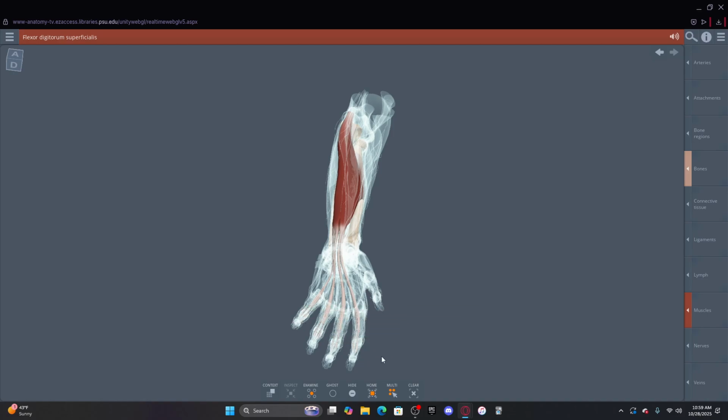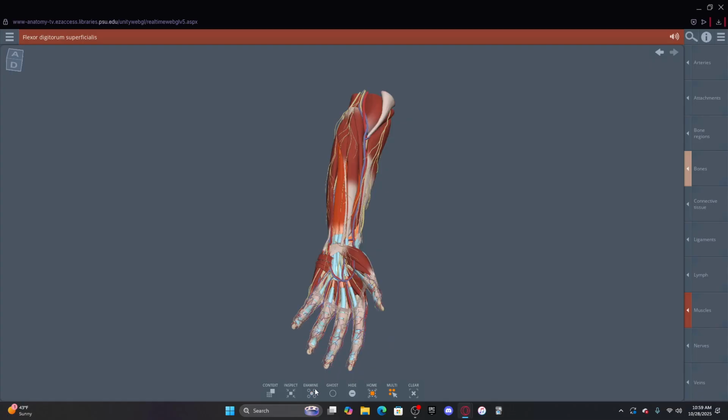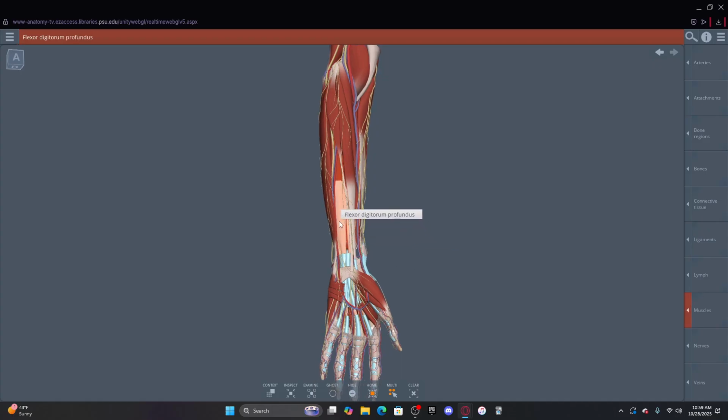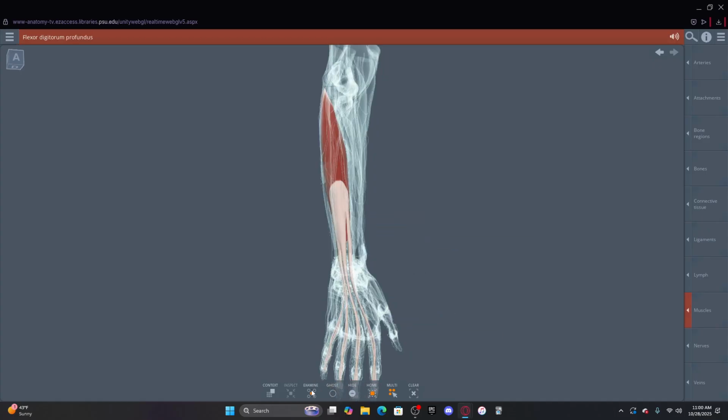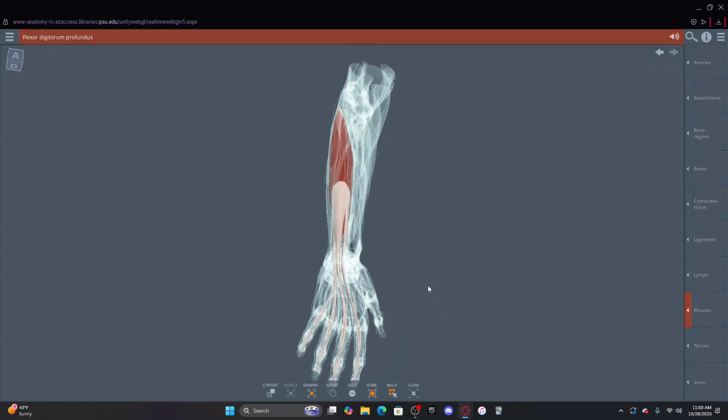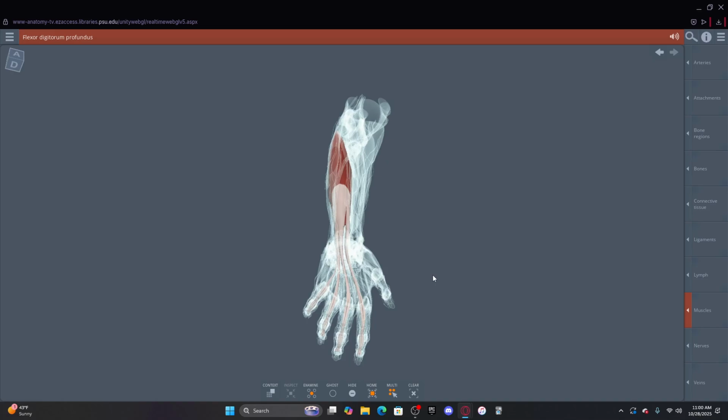And then we have the flexor digitorum profundus, and remind yourself that the flexor digitorum superficialis is being innervated by the median nerve, right? So this is superficial, and then we have flexor digitorum profundus, which is directly under superficialis. And if we look here, this is going to digits 2 through 5 as well.